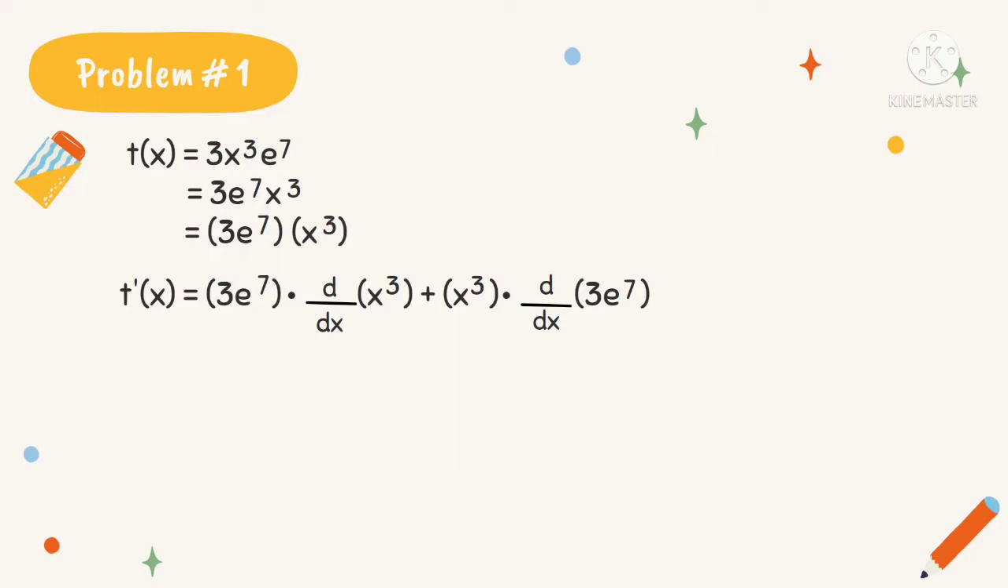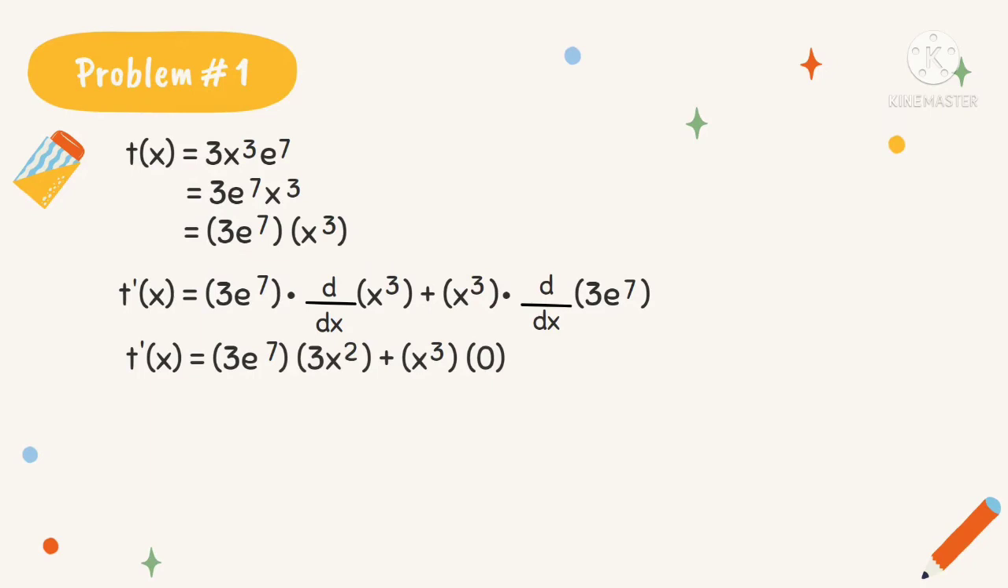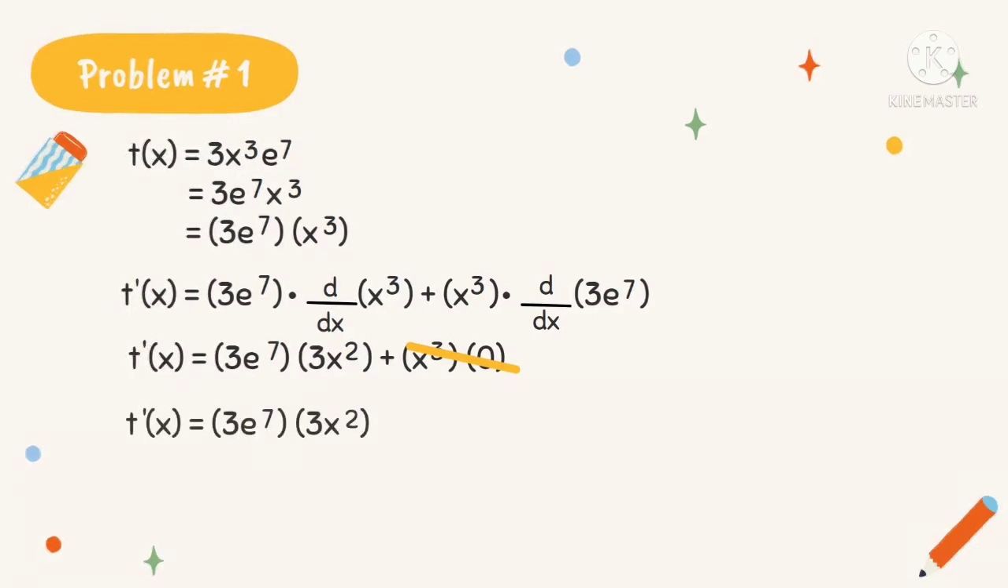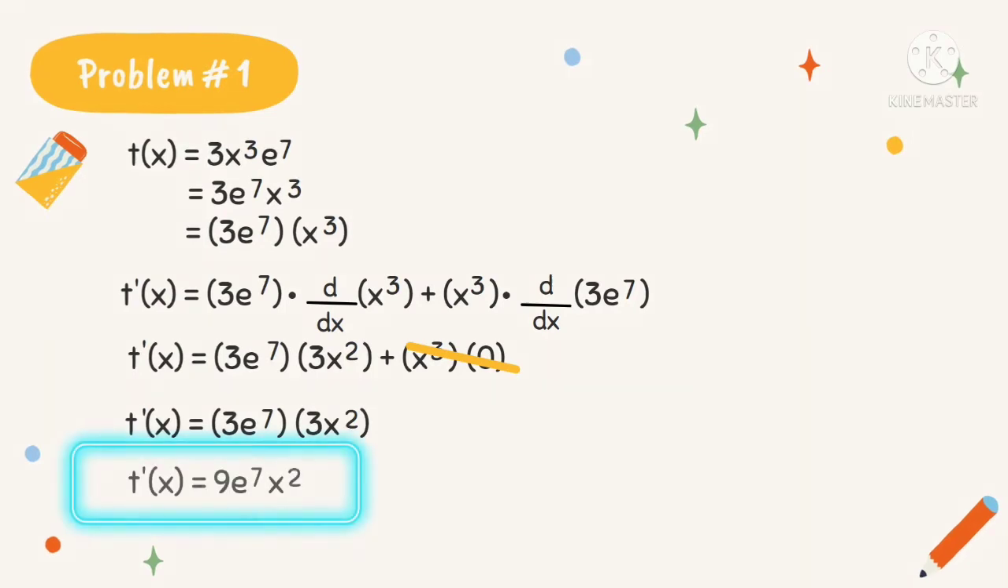Just simplify everything to have 3e raised to 7 times 3x squared plus x cubed times 0. We can just cancel this part since x cubed times 0 will just be 0. To have 3e raised to 7 times 3x squared, which will equal to 9e raised to 7 x squared. You can use this process to solve the first problem.